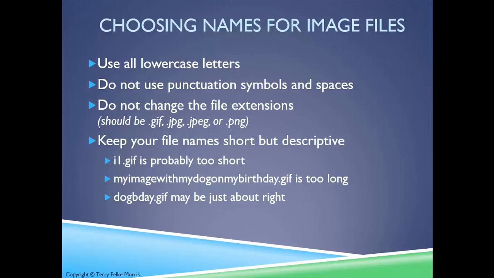When you are choosing names for your image files, these are all recommendations, but they all pretty much do stand true. Use all lowercase letters. Don't use any punctuation. Don't change the file extension. Well, it's saved as a GIF, but I want it to be a JPEG, so I'm just going to change it from .gif to .jpeg. If you want to change the file type from a GIF to a JPEG, go into Google and find a GIF to JPEG converter. Keep your file names short, but make them descriptive. As it says, il.gif is too short. My image with my dog on my birthday.gif is too long. Dog B-Day, pretty good.